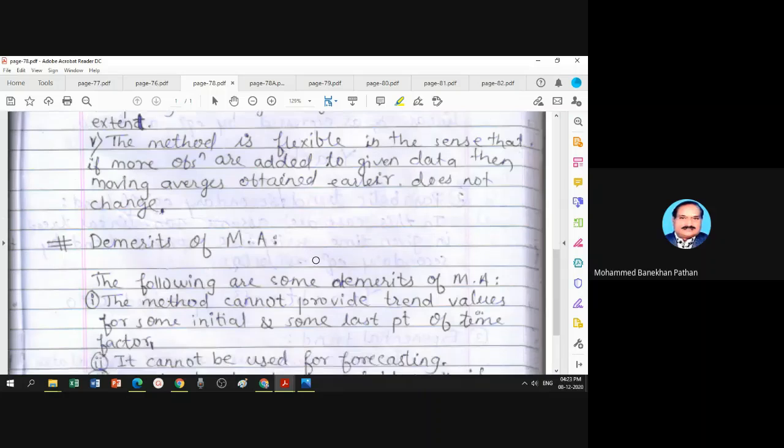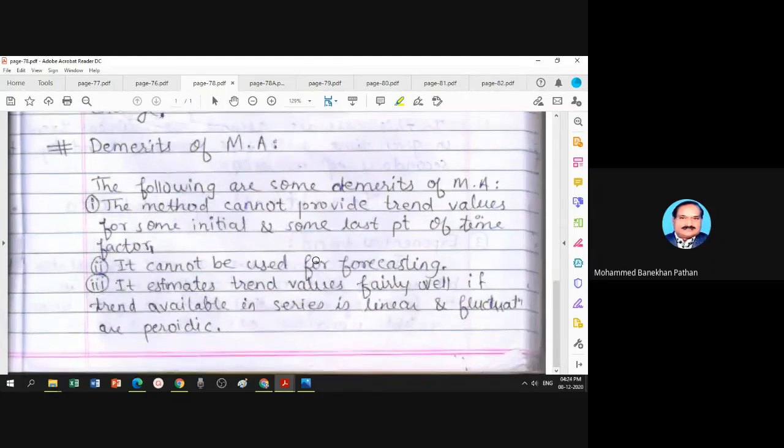Demerits of moving average. The following are some demerits of moving average. The method cannot provide trend values for some initial and some last points of time. This is a very serious drawback of the moving average method. We are not able to predict the beginning value and end value of the data.